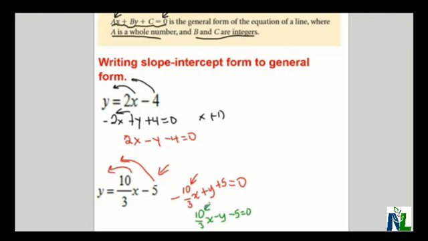So if we multiply this term by 3, this term by 3, the constant term by 3, and of course multiply 0 by 3, that would give us 10x subtract 3y subtract 15 equals 0. This is the general form. So be very careful: the coefficient of the x term in general form can't be a fraction, and it cannot be negative. It must be a whole number.